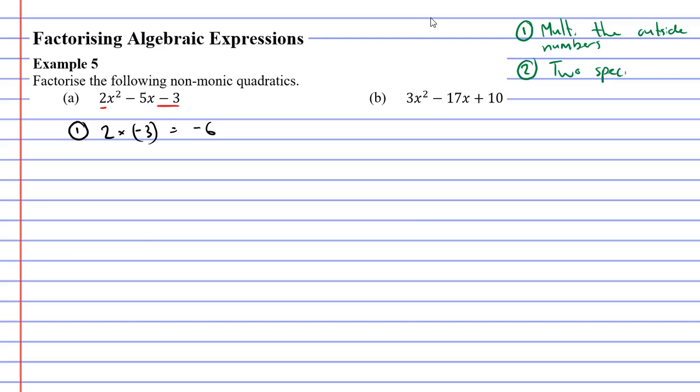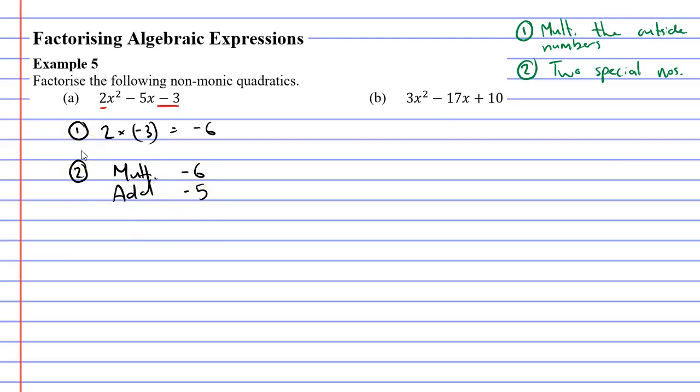Next we've got step 2, and what we'll say is that we are looking for 2 special numbers. We'll just call them special numbers. I don't really know what to call them, to be honest. Now these 2 special numbers need to multiply to make -6, and they need to add to make -5. If you're wondering where I took those 2 numbers from, the -6 is what I got as a result of step 1, and the -5 comes from the middle term.